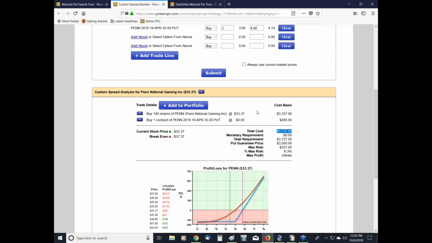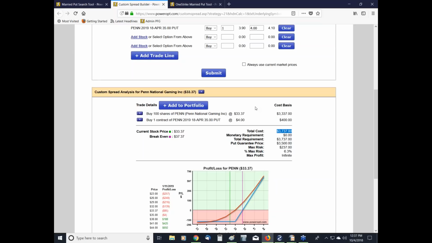The first day after I entered the trade, as I mentioned, Penn went up to about 34.20, 34.30, somewhere in that range. My put was still worth $3.95, $3.80. It didn't go to zero. I could still use that put as manipulation to get some of that time value back and maybe adjust the strike, move it in time.